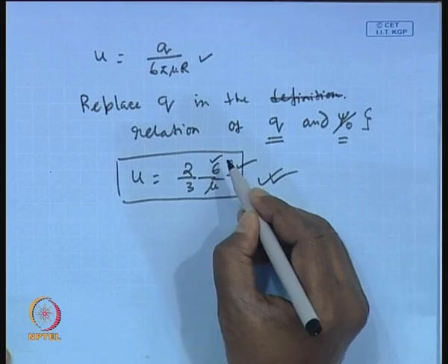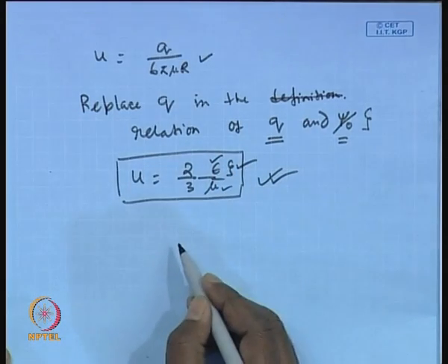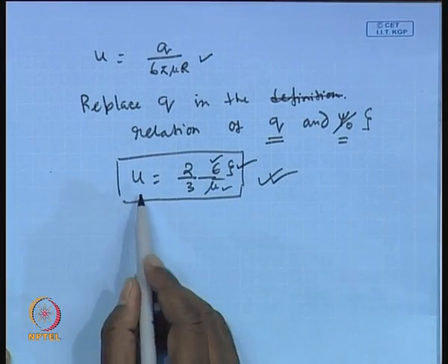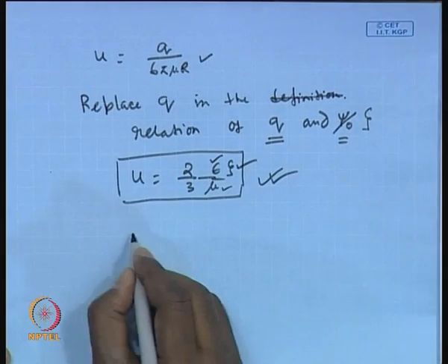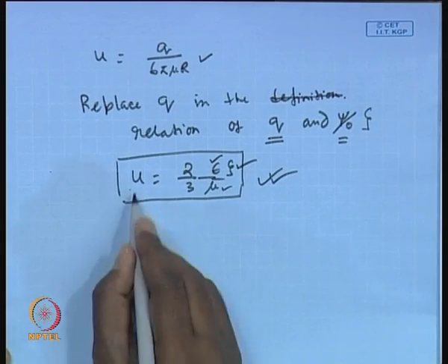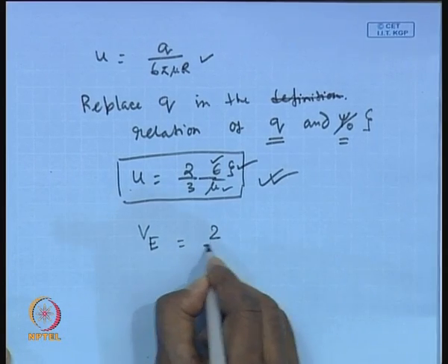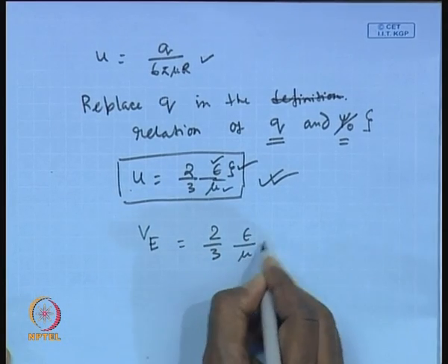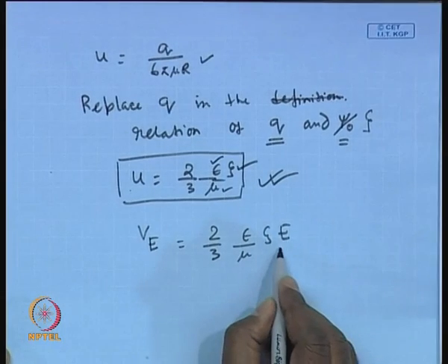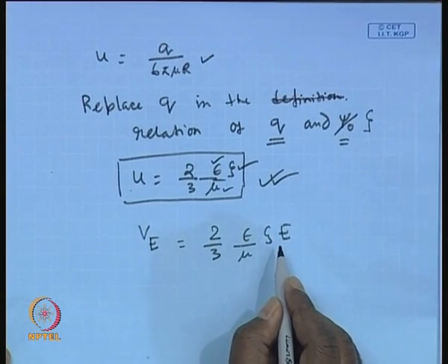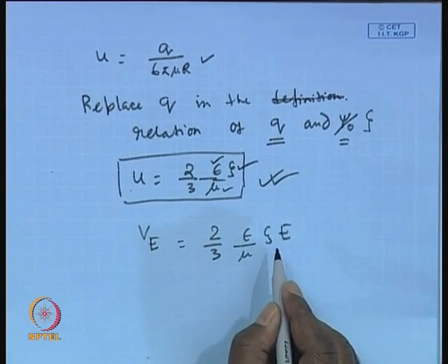Epsilon is known to us, mu is the viscosity of the medium that we are talking about, and in order to get the electrophoretic velocity, U is nothing but V by E. So, the electrophoretic velocity V becomes 2 by 3 epsilon zeta by mu times E, and now E, the external electric field strength, becomes an operating condition.